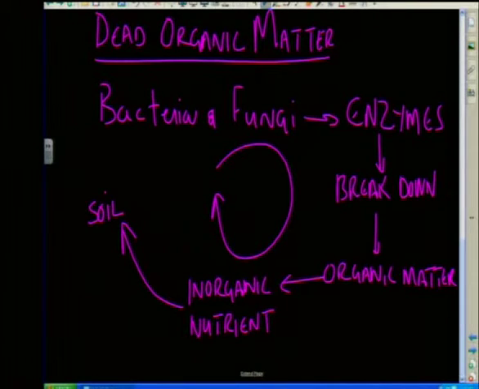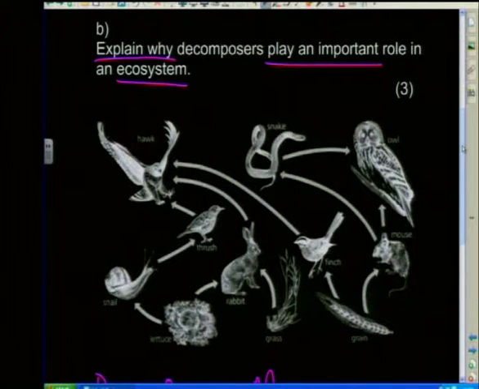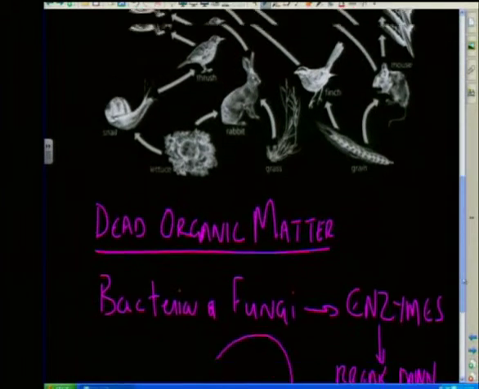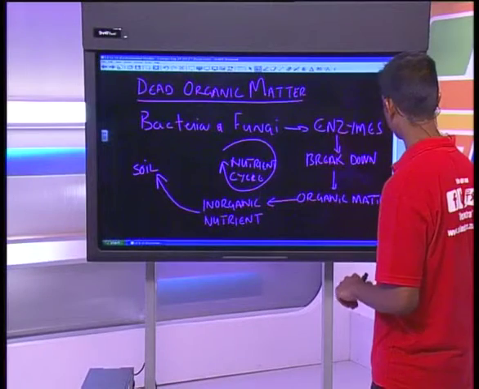So let's go back to the question. Explain why decomposers play an important role in an ecosystem. We looked at the functions of bacteria in an ecosystem, and we said that the decomposers, both bacteria and fungi, contain enzymes, and they break down organic material and return it back into the soil, and they ensure that the nutrient cycle returns the nutrients back into the soil.